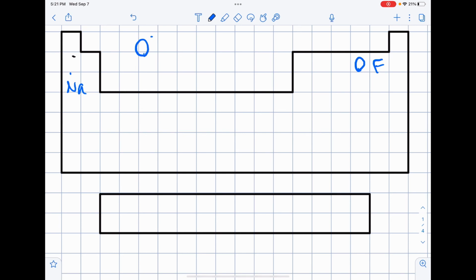If I have oxygen 2 minus, fluorine minus, and sodium plus, then for oxygen 2 minus, we gain 2 negatively charged electrons, we get to configuration of neon, which is here. If we gain 1 electron for fluorine, we get to configuration of neon, which is there. And if we lose 1 electron for sodium, because they're negatively charged, it is plus, but we're losing 1, we're going to also get to the electron configuration of neon.